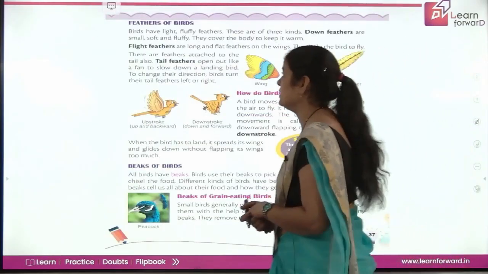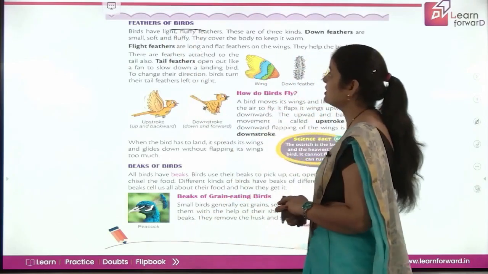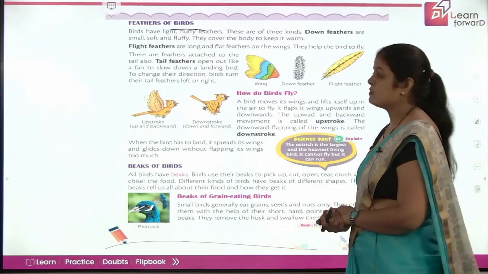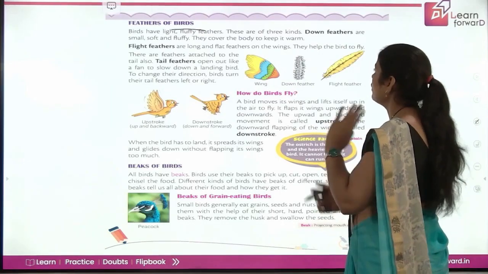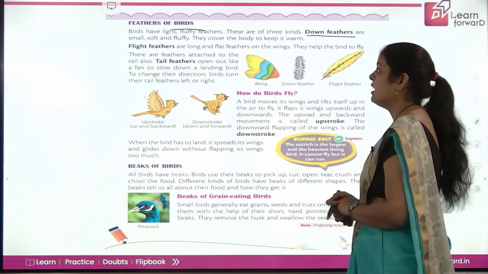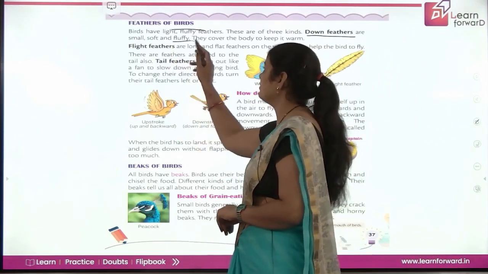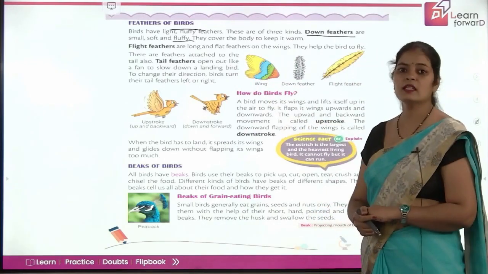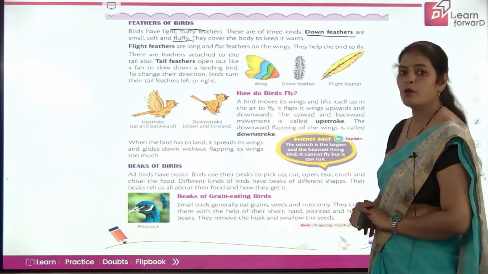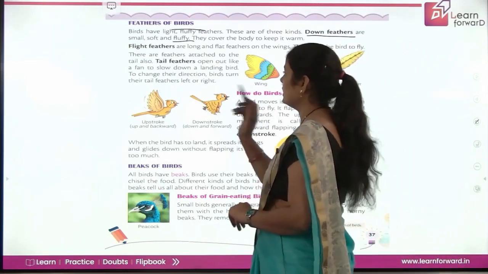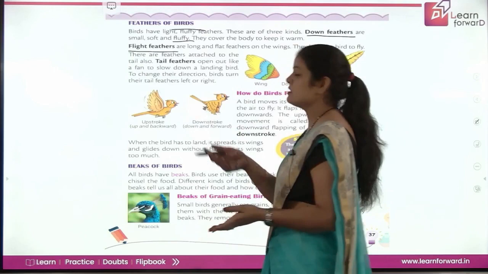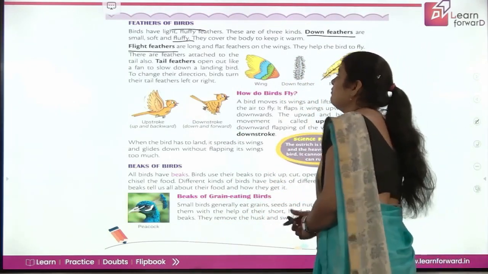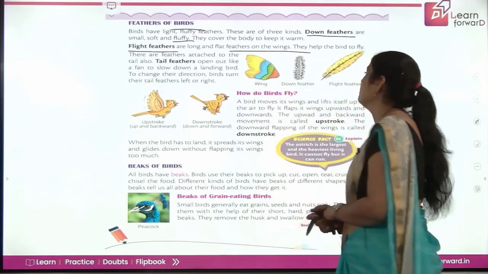Now let's start with the feathers of the bird. So there are different feathers. Birds have light fluffy feathers, and these are of beautiful colors as well. These are of three kinds. Number one is down feathers. And what are these? These are small, soft and fluffy feathers. They cover the body to keep it warm. So down feathers are the feathers that keep the body of the birds warm. Number two is flight feathers. As the name suggests, flight feathers are the feathers that help them to fly. They are long and flat feathers on the wings, and they help the bird to fly.